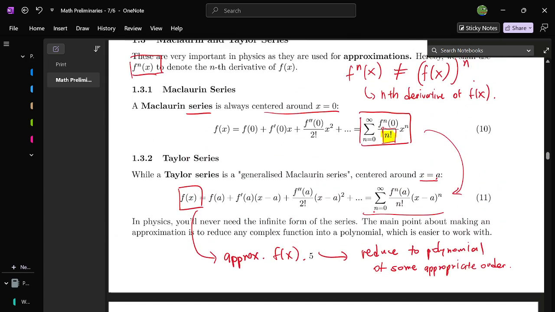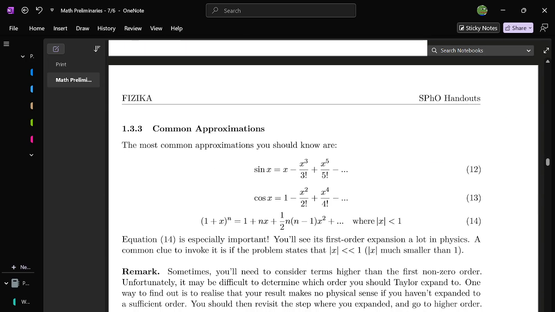So with these, there are some common approximations they need to know for sine, cosine, and this 1 plus x to the power of n. This last one is especially important, and I can't stress this enough. The most common form of this approximation you see will be up to the first order, so the one that's in the dotted lines.